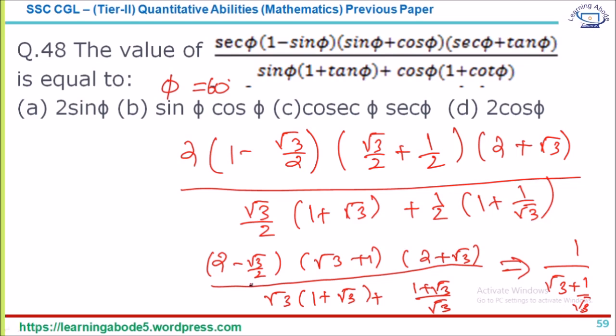Okay, so finally this is equal to root 3 by 4. Now in the options you don't have numbers, what you have is in terms of sine and cos. Now in that you take option B. Now sine 60 into cos 60. Sine 60 is root 3 by 2, and cos 60 is 1 by 2, so that is root 3 by 4. So the answer is option B for question number 48.